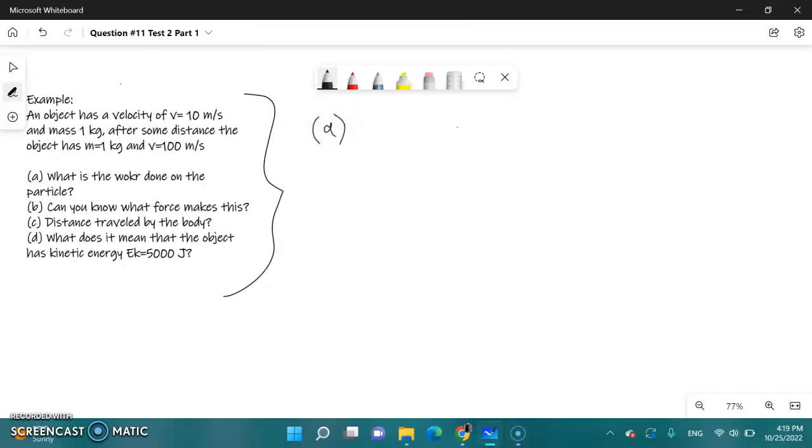And this can be found very simply since work is just the change in kinetic energy. And then the change in kinetic energy would just be the final kinetic energy minus the initial kinetic energy. And so we can also expand this by bringing it back to this original equation, half of mv_f squared minus half of mv_initial squared. So the final kinetic energy minus the initial kinetic energy.